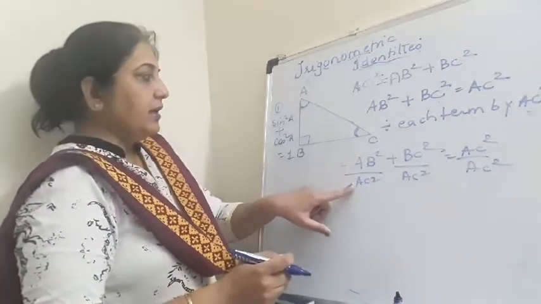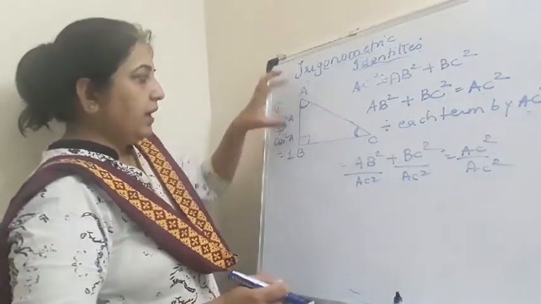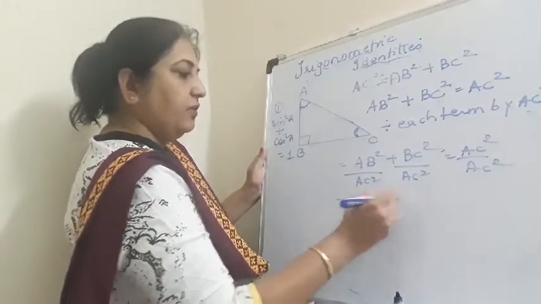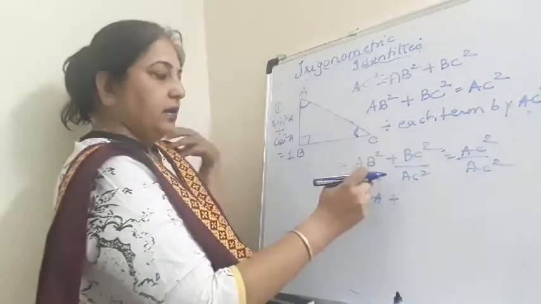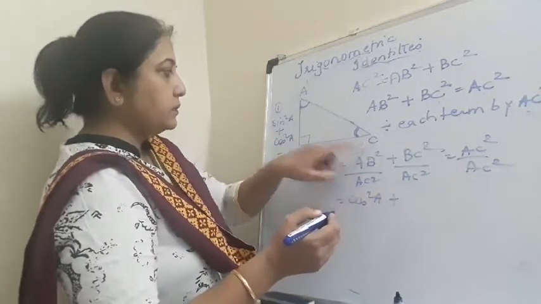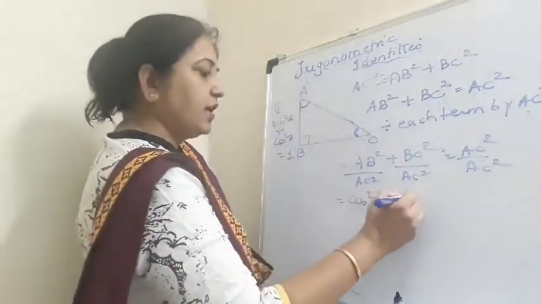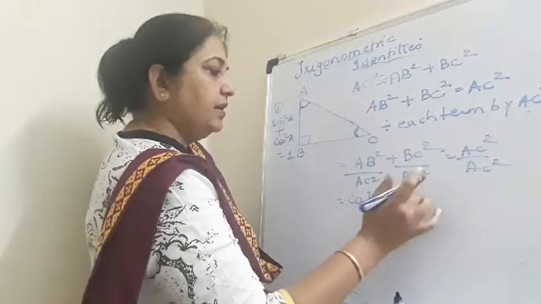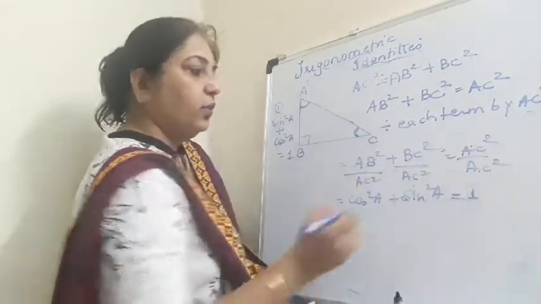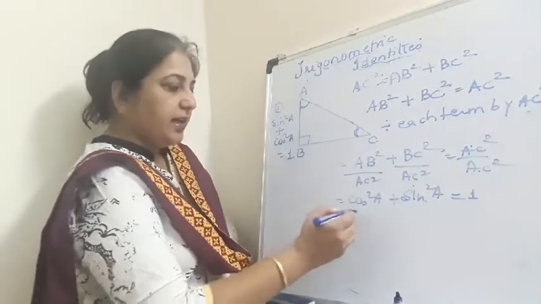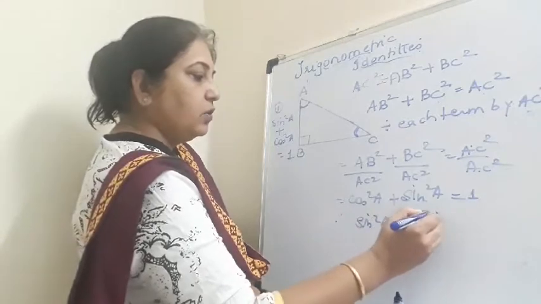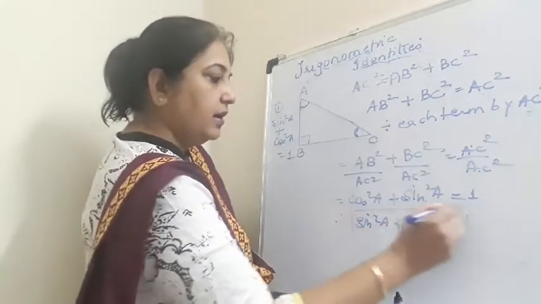AB upon AC. Now what is AB upon AC? It will be cos A, and cos square A because we have the square. BC upon AC will give you sine A, so BC square upon AC square will give you sine square A, and AC square upon AC square will give you 1. So therefore the first identity is sine square A plus cos square A is equal to 1, right?